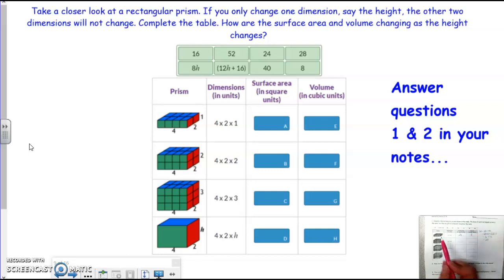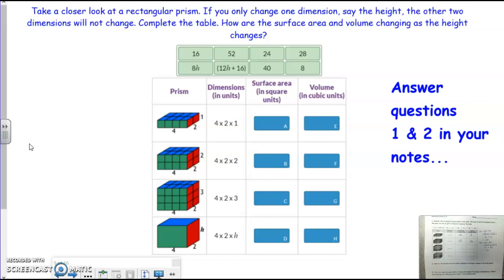All right, for the next one, we've doubled the height. If we find the surface area, that's 2 times the area of the base plus the perimeter times the height. The base is the same, so this part stays the same, and the perimeter stays the same. It's the height that's changing. So this is going to be 16 plus 24, which equals 40. So 40 square units is our surface area. And for your volume, it's just 4 times 2 times 2, which is 16.